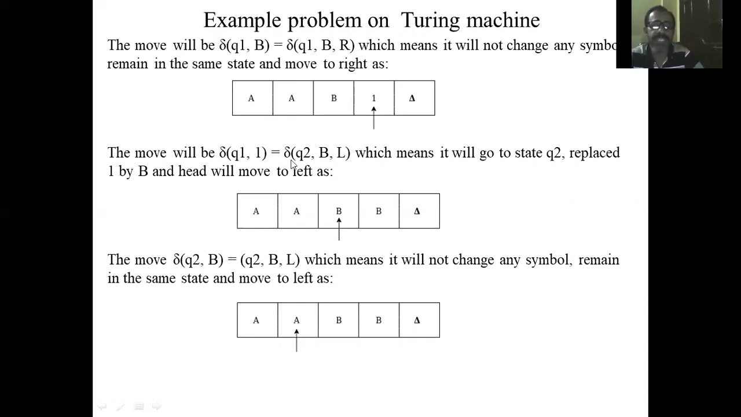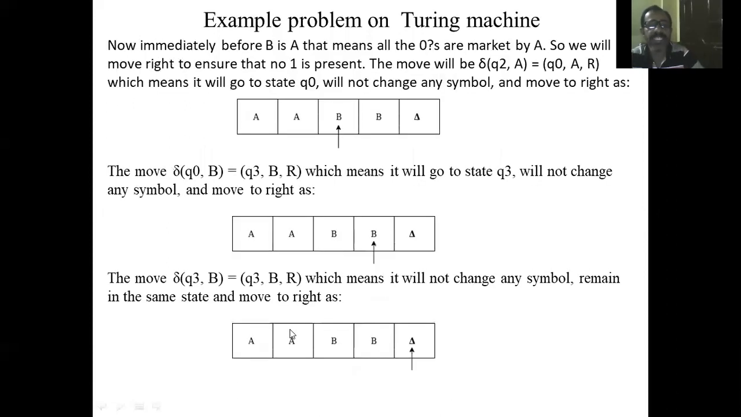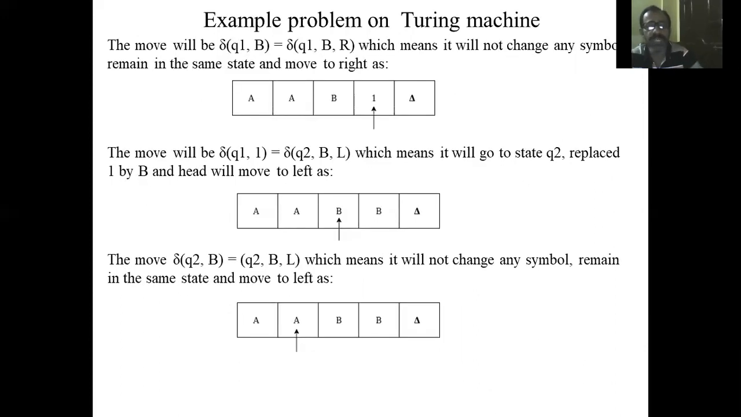Is it clear? So Q2, B: once 1 is replaced with B, then move back by one cell. So once you come back by one cell, immediately we experience A. Then what do we mean by this? Once, immediately after B, if we reach capital A, then we say that all zeros have already been converted. All zeros have already been converted. Of course, anyway you go further.